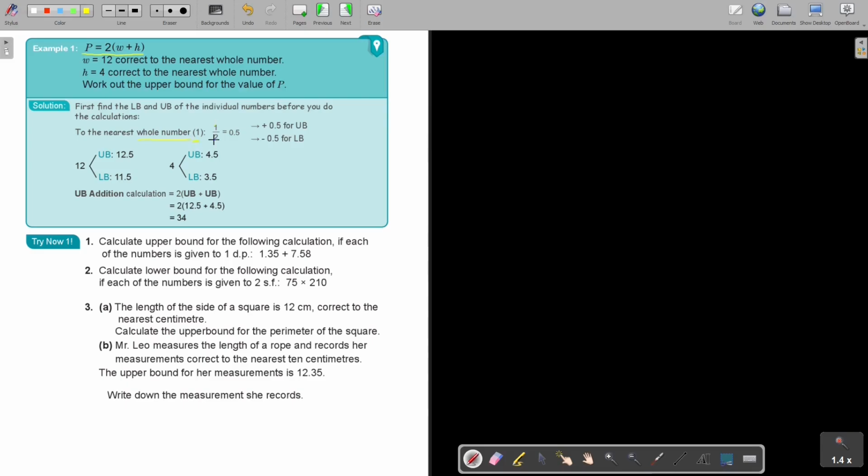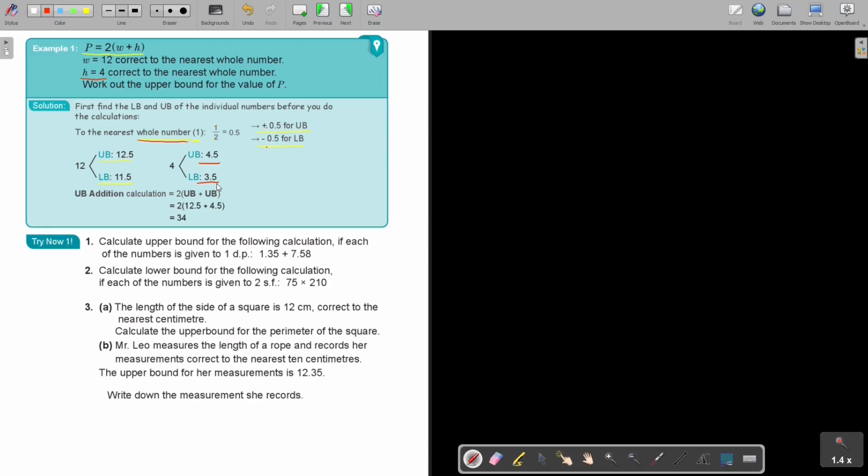it's 0.5. So I will add 0.5 for the upper and I will subtract 0.5 for the lower. And that's what I did there. Upper, lower. Let's go on. And now I'm going to say h is 4, and it's also correct to the nearest whole number. So it's staying the same: again, add 0.5, subtract 0.5. So there is my upper and there is my lower.